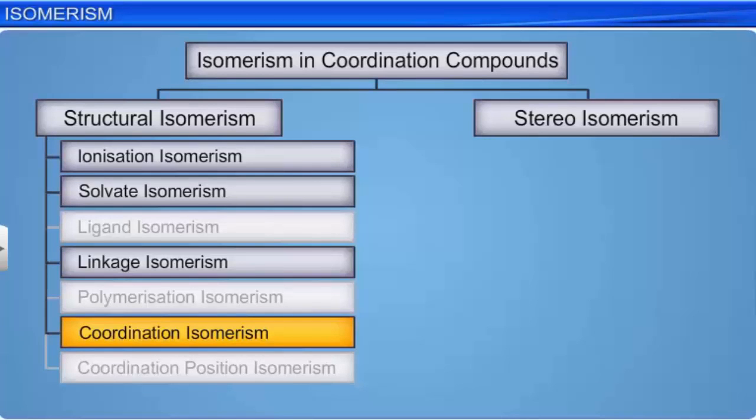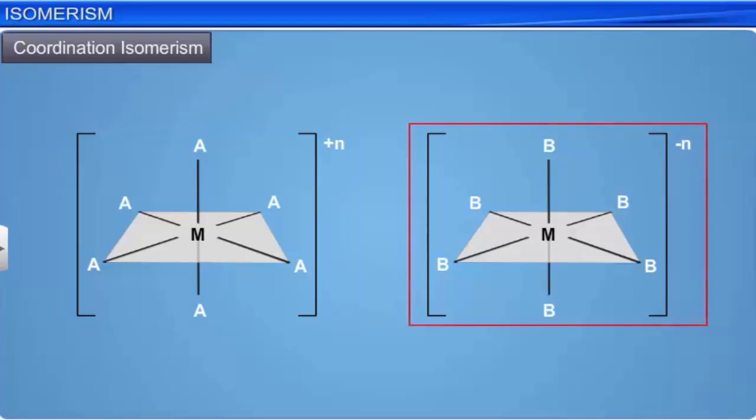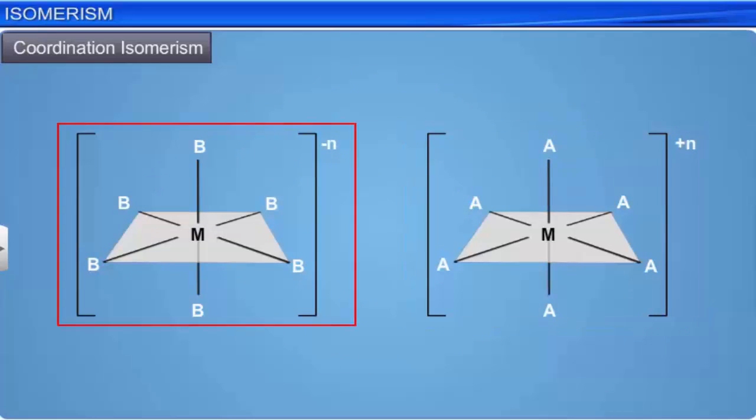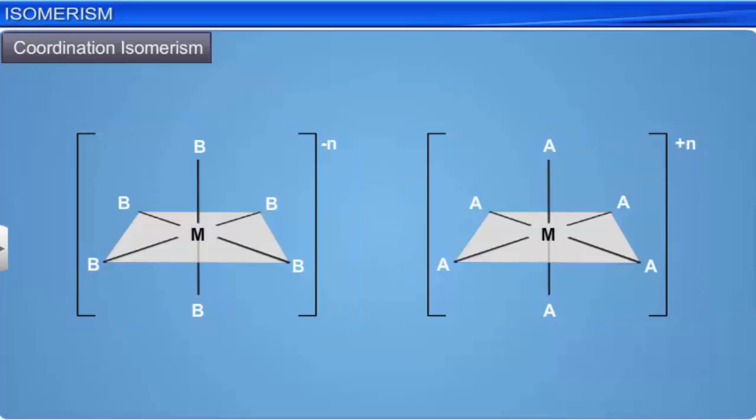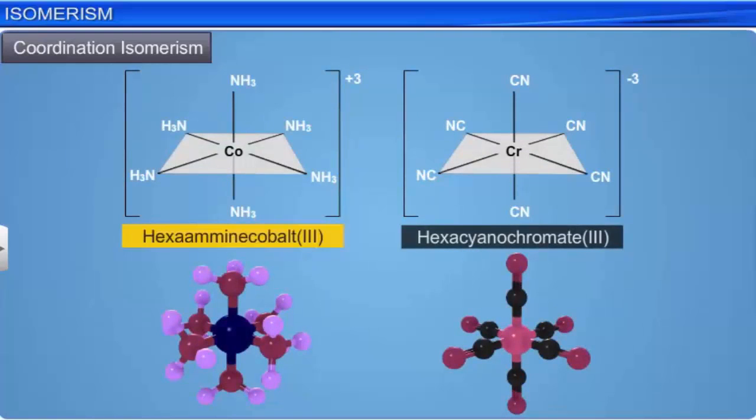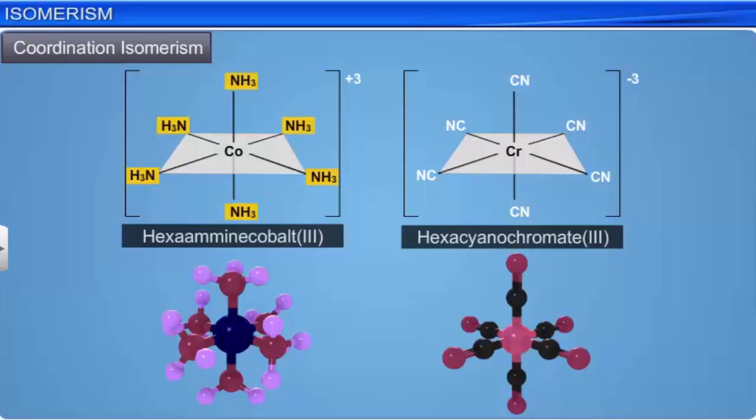Coordination isomerism is another type of structural isomerism. This type of isomerism arises when both the positive and negative ions are complex ions. It may be caused by an interchange of ligands between the anion and the cation. For example, in the complex hexaamine cobalt 3 and hexacyanochromate 3, the ammonia ligands are bound to the cobalt 3+ ion, while the cyanide ligands are bound to the chromium 3+ ions.